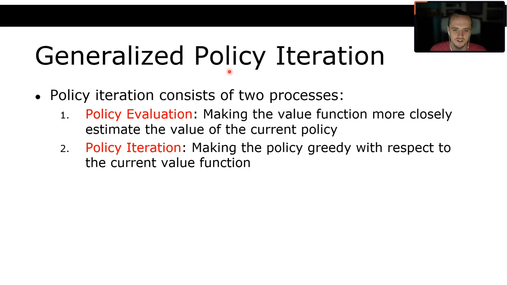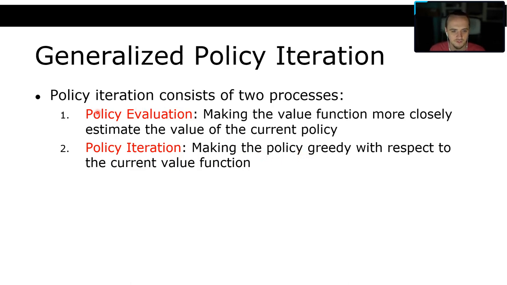So policy iteration consists of two main processes. First is policy evaluation. So we make the value function more closely estimate the value of the current policy. So that is done by taking samples or running episodes. We are evaluating our policy to update our values. Then we do policy iteration.